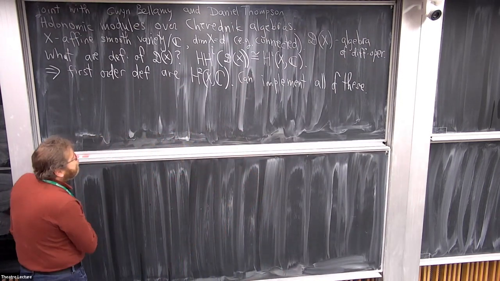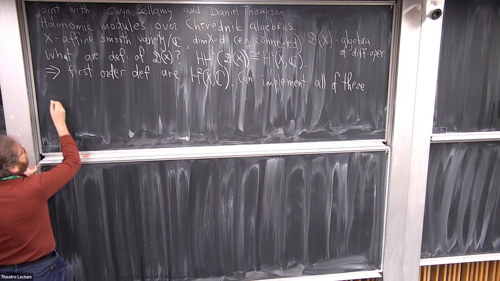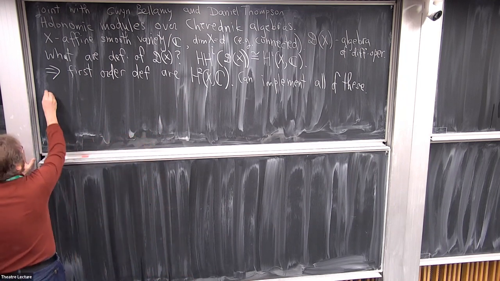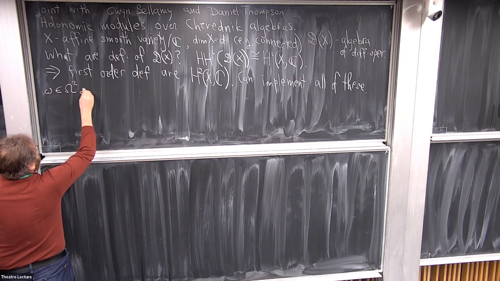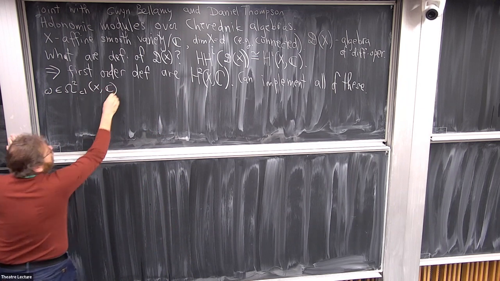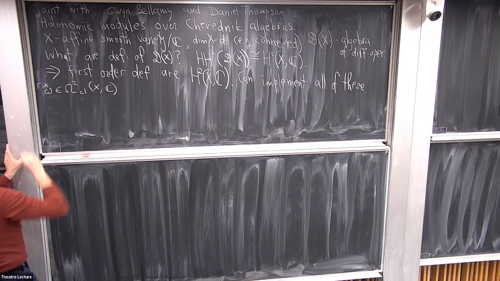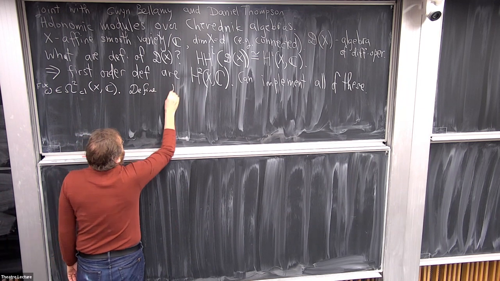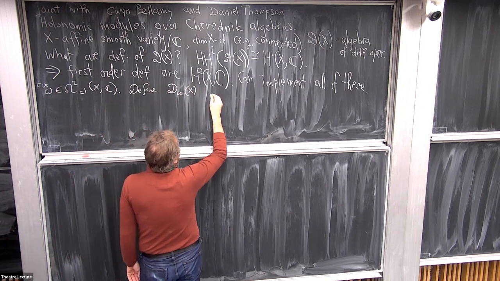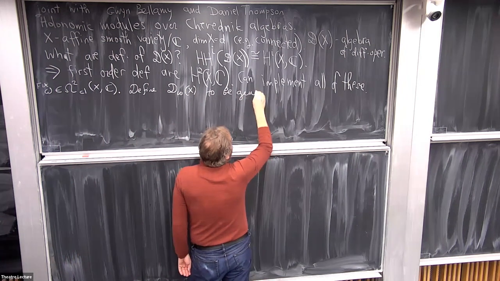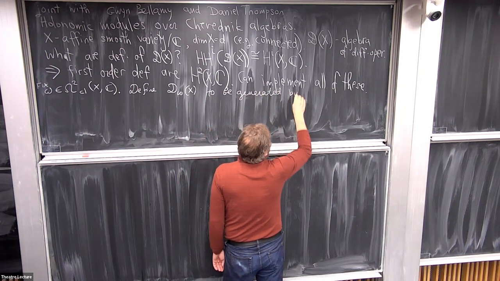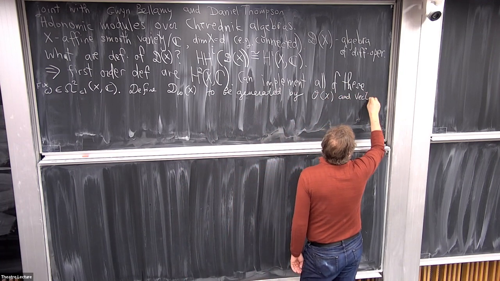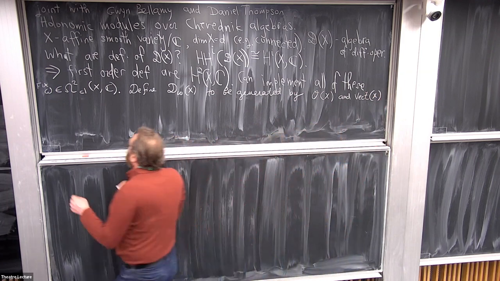To do that, we should just fix a representative here. Classes here are represented by a closed two-form. So we fix this form, and then we define the algebra D_omega of X as follows. It is generated by functions on X and vector fields on X with the following defining relations.